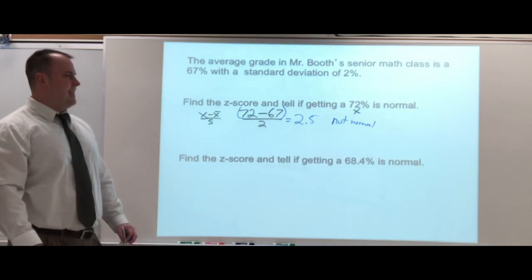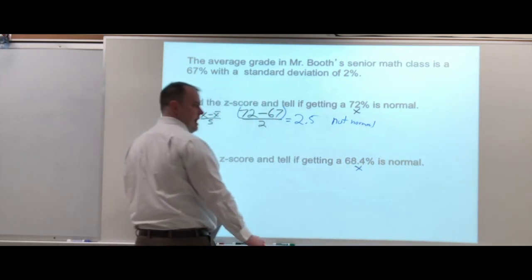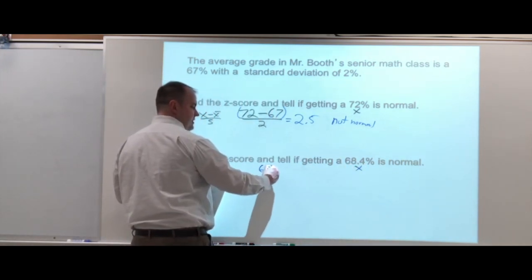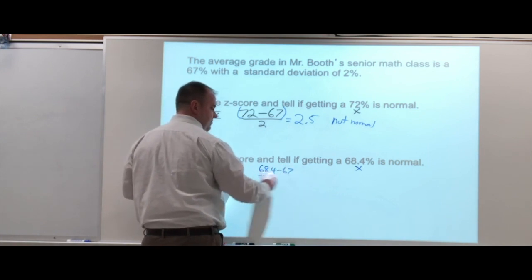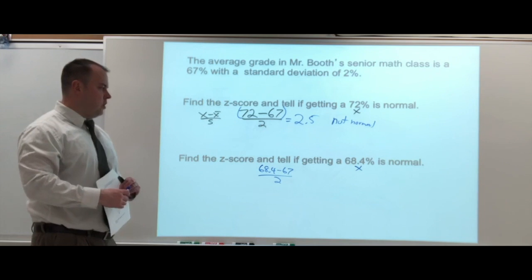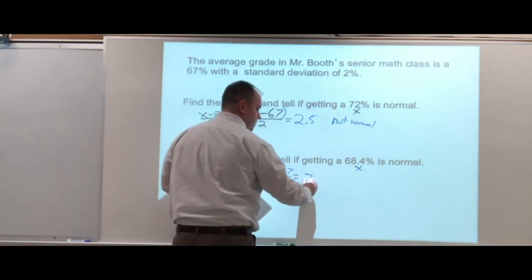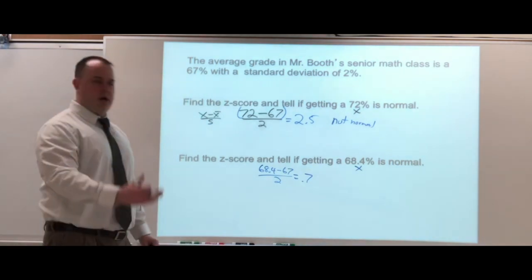Find the z-score and tell if getting a 68.4% is normal. So 68.4 is going to be our x this time. 68.4 minus 67 divided by 2. The average and standard deviation are not changing. Just the score we're looking at, the score in question. This one should be 0.7. So this one's a lot closer.